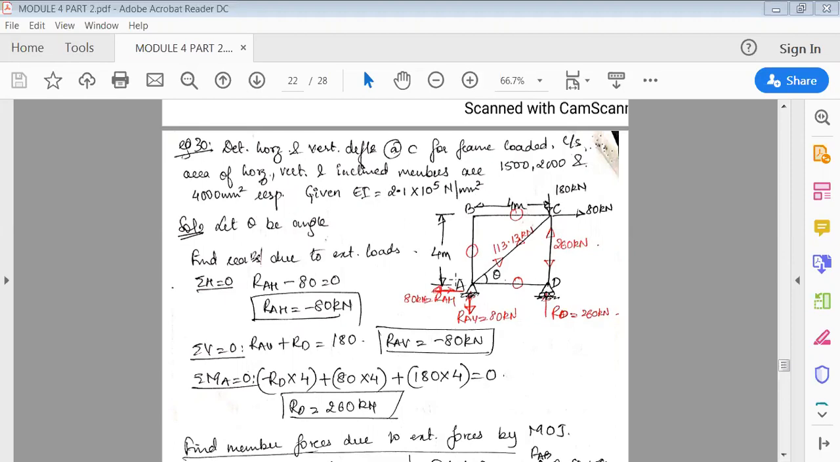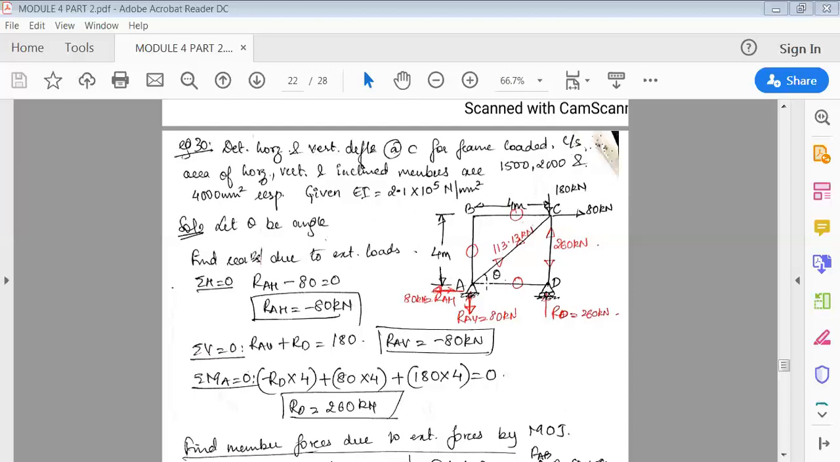So it's a given truss, a 4 by 4 truss, and there are loads acting at C, that is 180 kilonewton vertical and 80 kilonewton horizontal. At A it's a hinge support, at D it's a roller support. First we don't know the angle, so we'll take this as theta. Now let's find the reactions first.